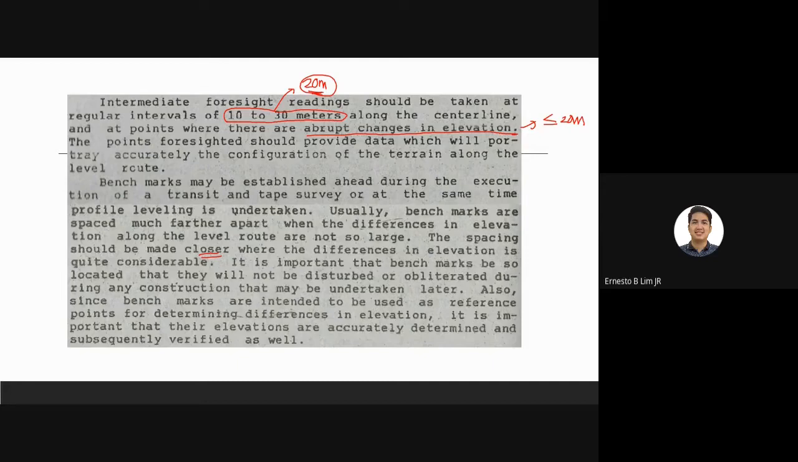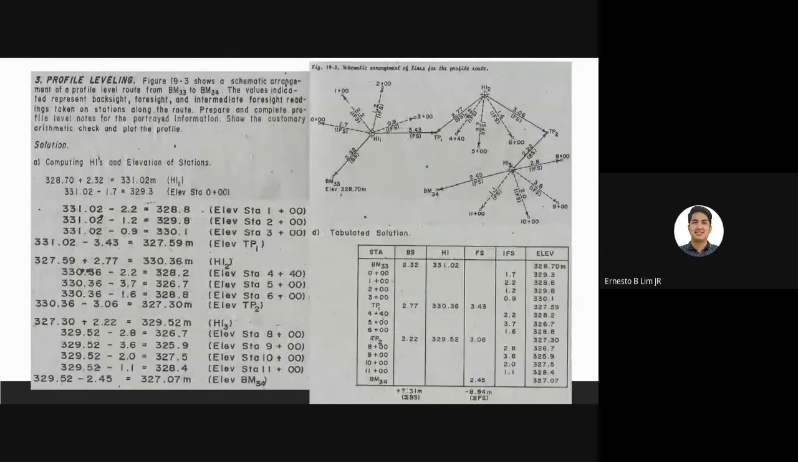Also, since benchmarks are to be used as reference points for determining differences in elevation, it is important that their elevations are accurately determined and subsequently verified as well. Okay, so there's an example here for profile leveling.